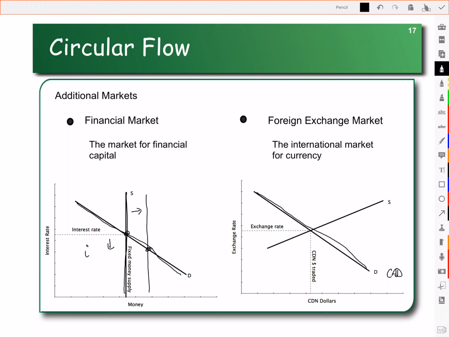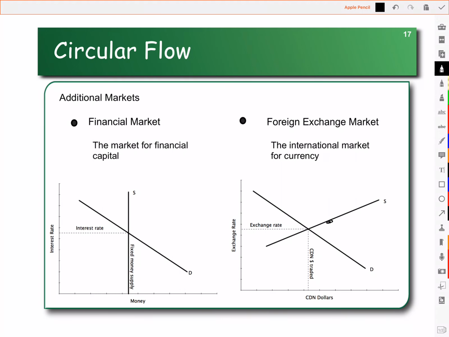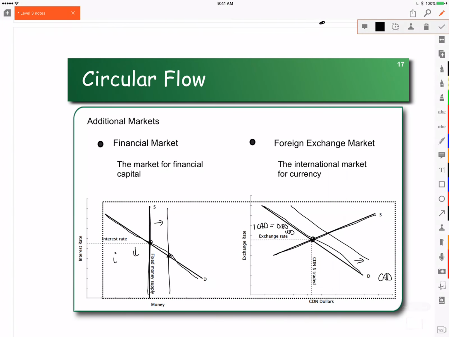And then we have supply. How many Canadian dollars are we letting out into the rest of the world? And it's those two things that will determine the value of our currency. So if 1 Canadian dollar is equal to 80 cents US, and suddenly more people want to visit Canada, invest in Canada, want to buy Canadian goods, that increase in demand will actually make the Canadian dollar go up.